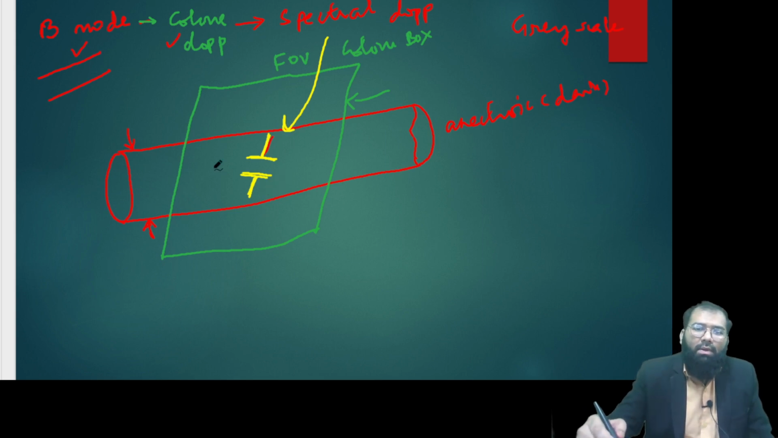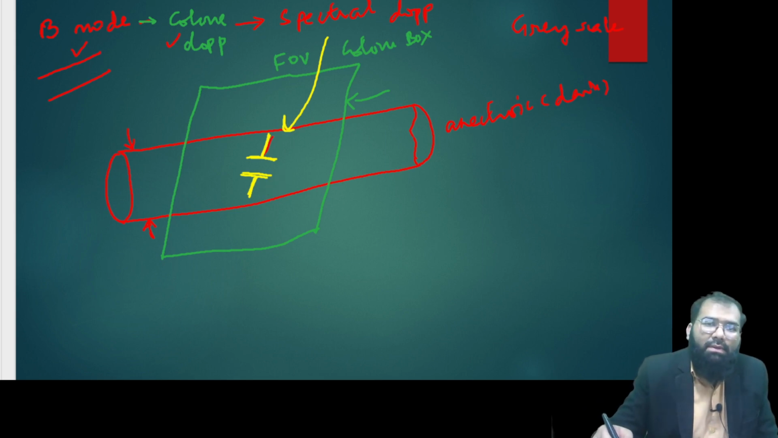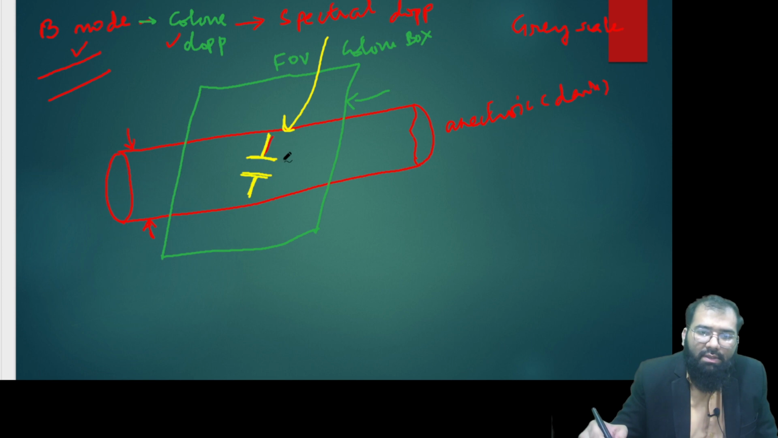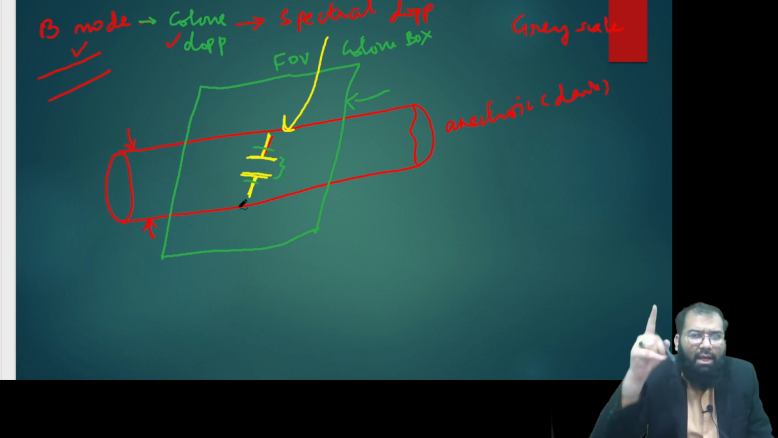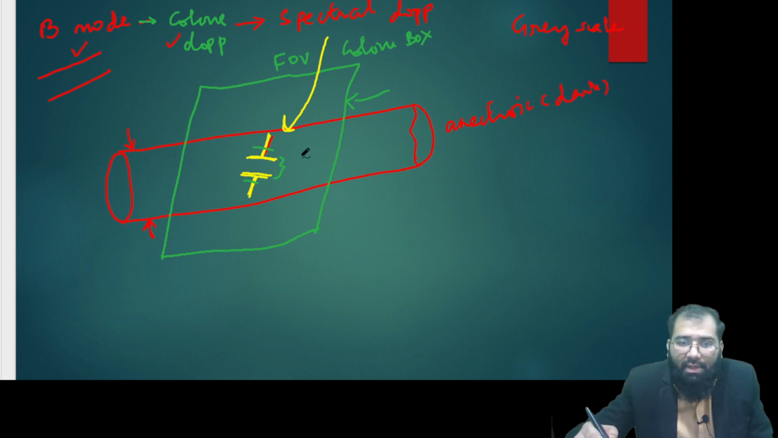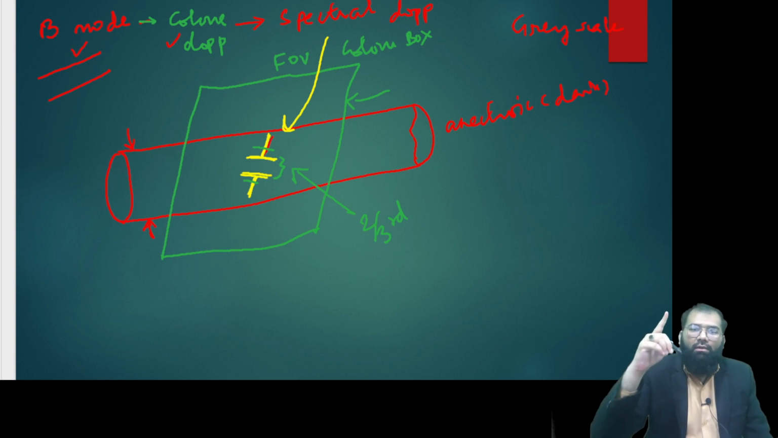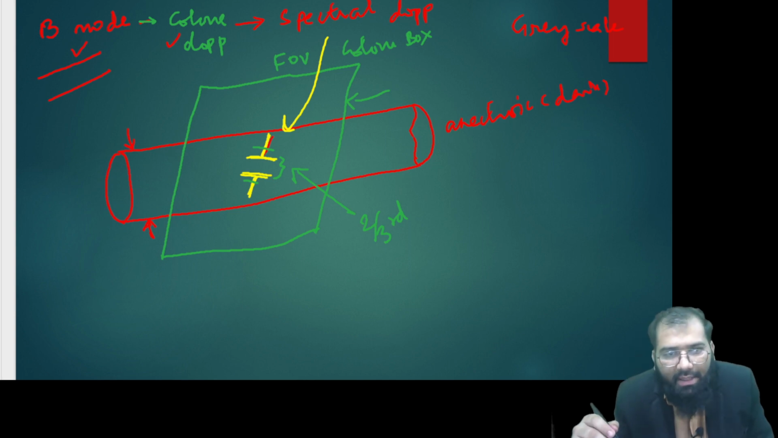Now this gap between these lines, you are able to see, this is called the gate. This gate can be increased or decreased, but very important, this gate should be kept such that it is in the center of the lumen and it occupies 2/3 of the luminal diameter. Okay, 2/3 of the luminal diameter. Such is the gate.